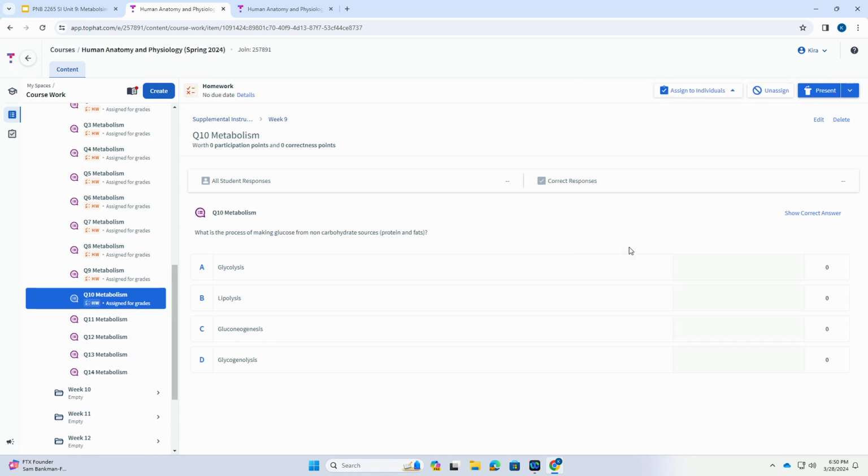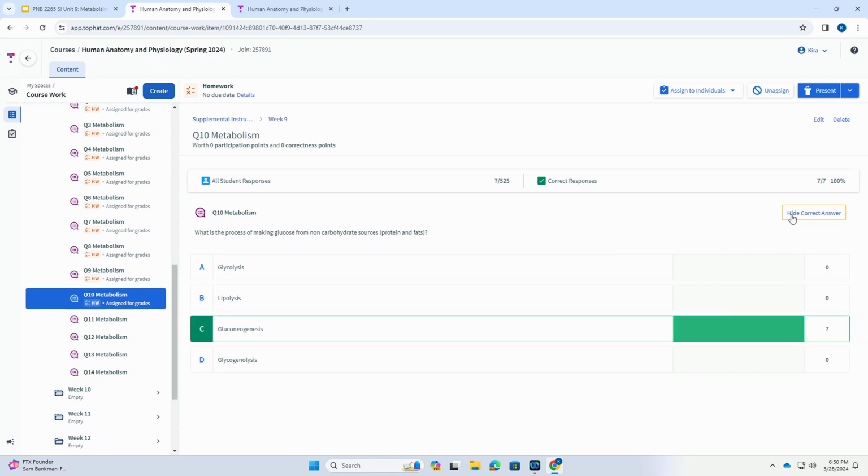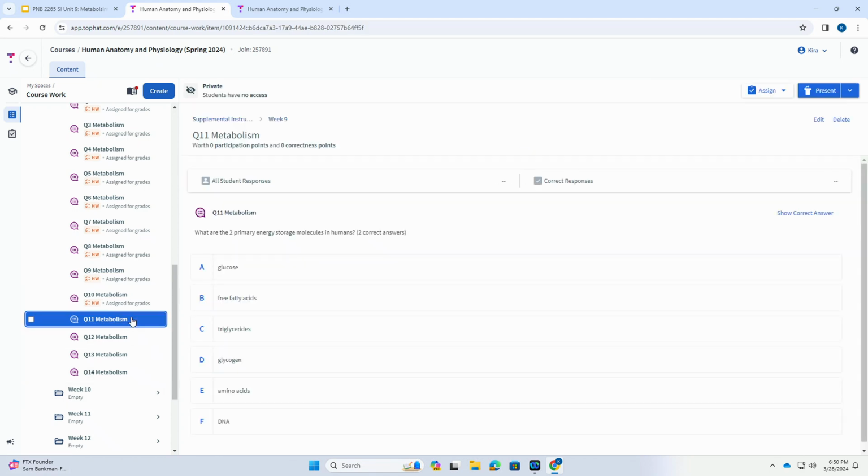What is the process of making glucose from non-carbohydrate sources, or protein or fats? Yeah, perfect. Neo, making something new. So we can form pyruvate or acetyl-CoA to enter the cellular respiration to form energy when there's low glucose availability in the body.